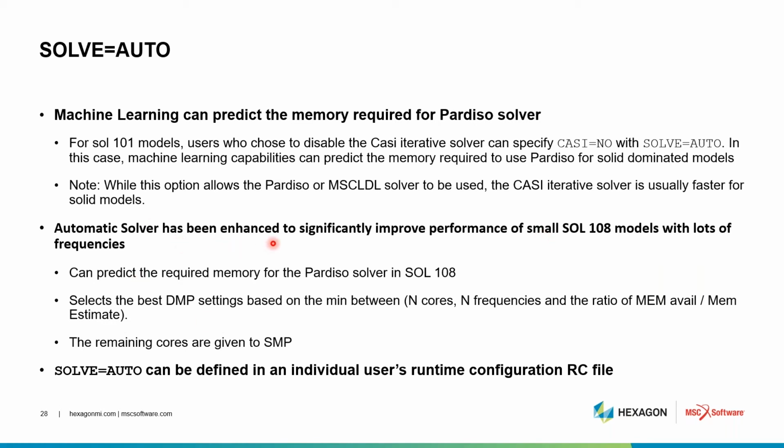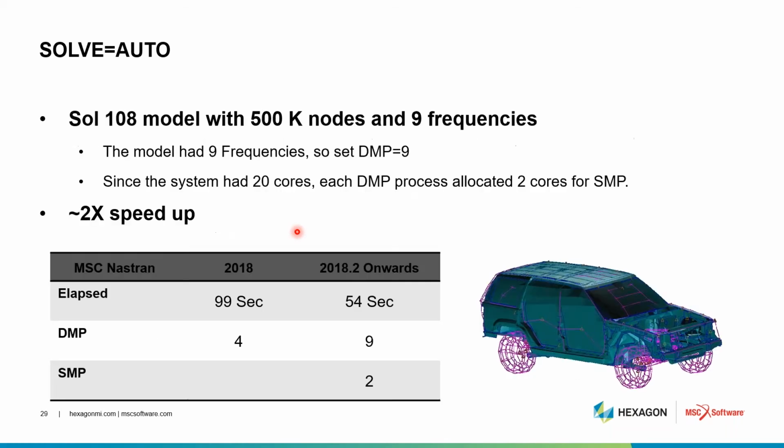The automatic solver has been enhanced significantly to improve the performance of small solution 108 models with lots of frequencies. Nastran can predict the required memory for the Pardiso solver in solution 108, and it selects the best DMP settings based on the minimum between the number of cores and frequencies, and the ratio of memory available divided by memory estimate, and the remaining cores are given to SMP. So solve equals auto can be defined by the individual runtime configuration RC5, so at installation time itself, you can specify this.